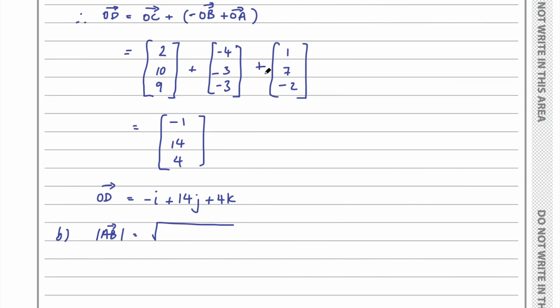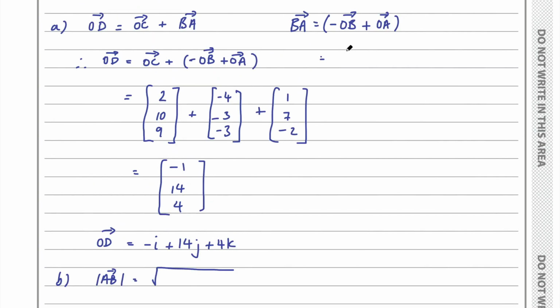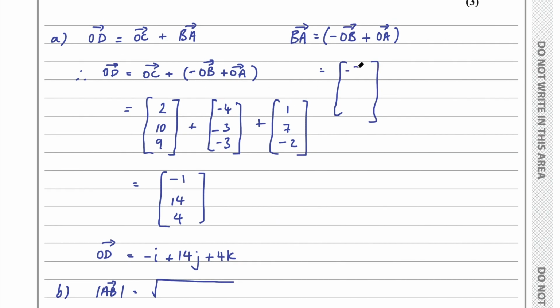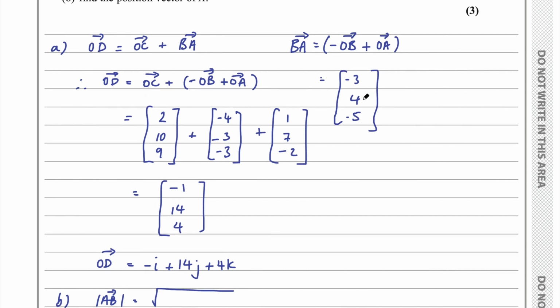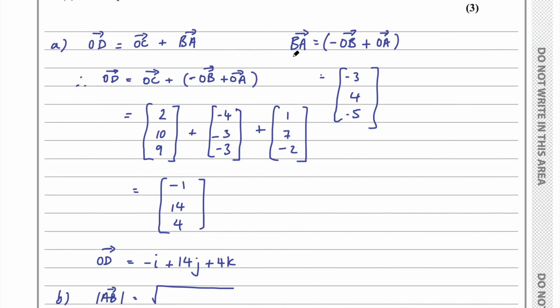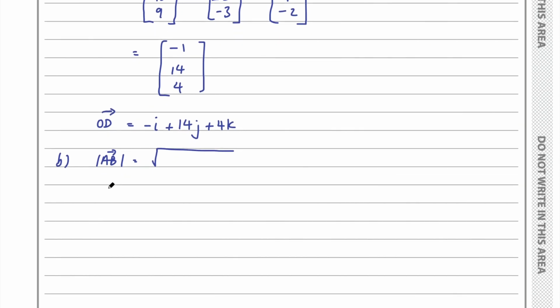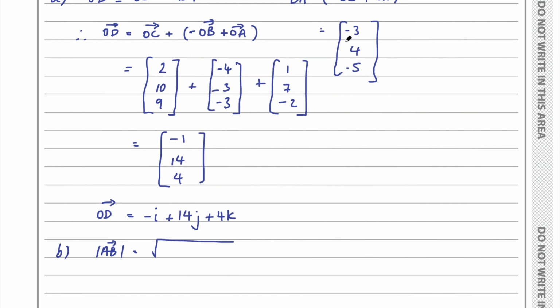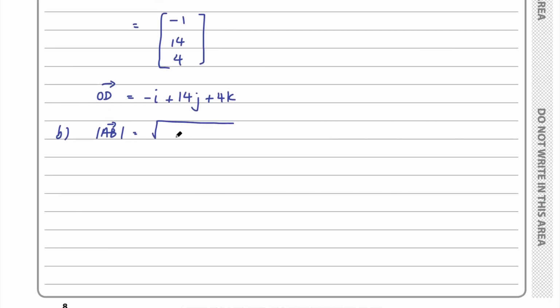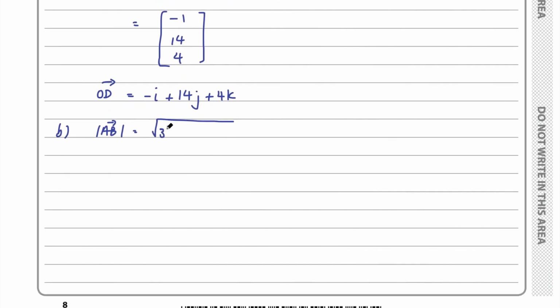So if we figure this out by itself, this would be negative 4 plus 1, negative 3. Negative 3 plus 7 would be 4, and negative 3 take 2 would be negative 5. Okay, so that's the vector BA. Again, swap it around, it would just be (3, -4, 5). And when we're figuring out the magnitude, it doesn't matter what these signs are because we're squaring them. So the magnitude of AB is going to be the square root of 3 squared plus 4 squared plus 5 squared.